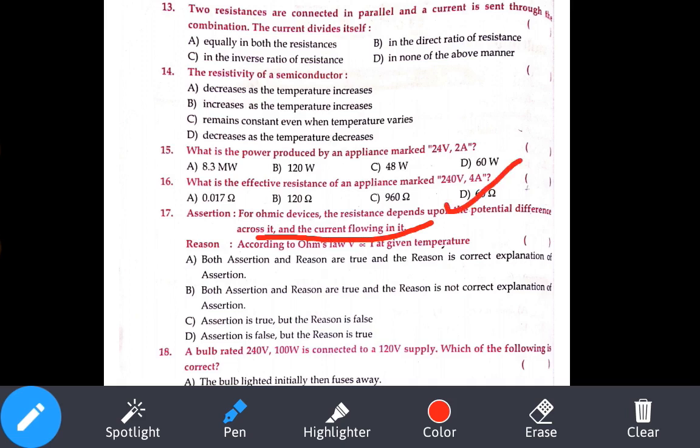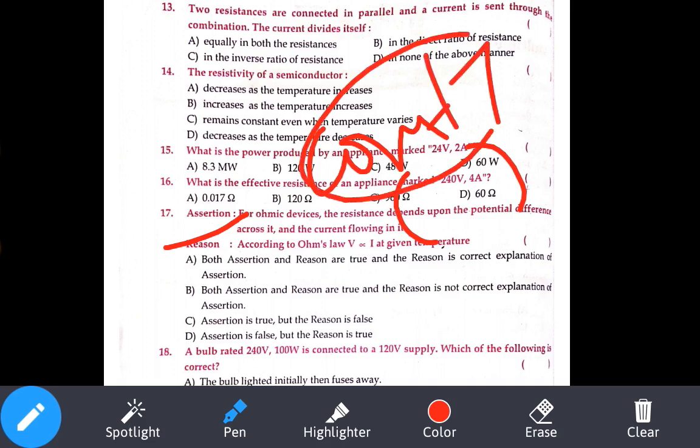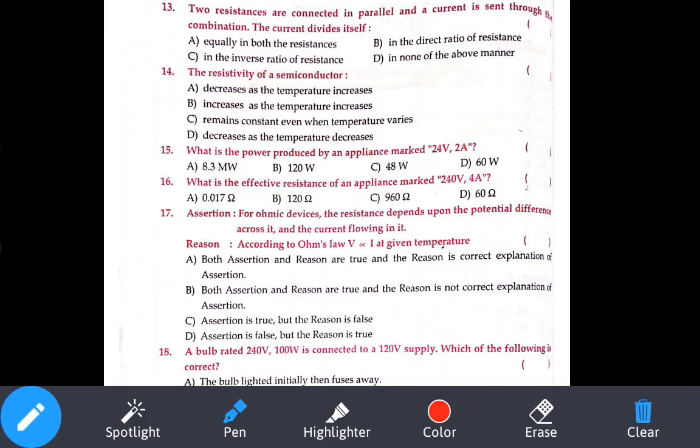Now 17th question: for ohmic devices the resistance depends on the potential difference across it and the current flowing through it. Reason: according to Ohm's law, V is proportional to I at a given temperature. Okay, the reason is correct, but if you observe the assertion, something is missing here. They have not given constant temperature, so we can say the assertion is wrong, reason is correct. Option number D is our answer.